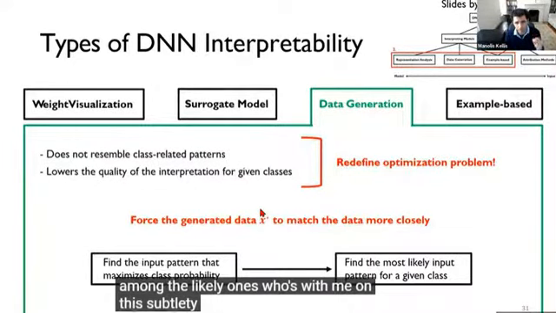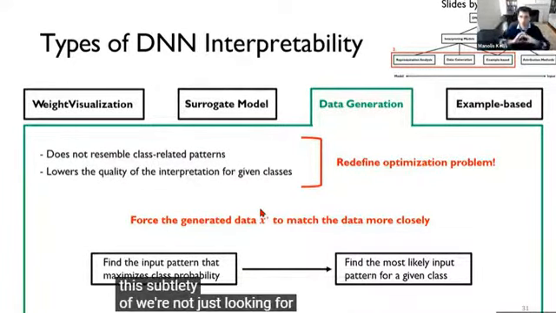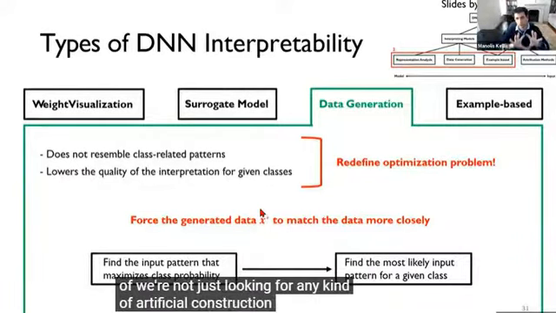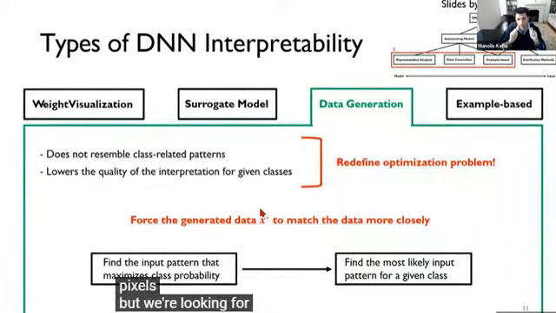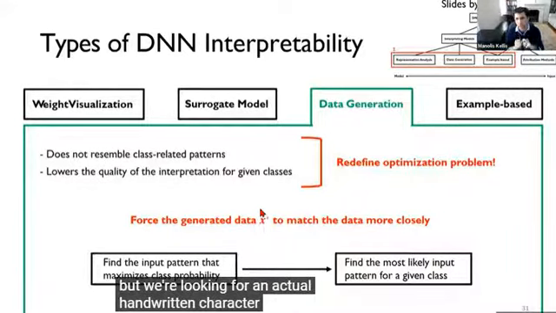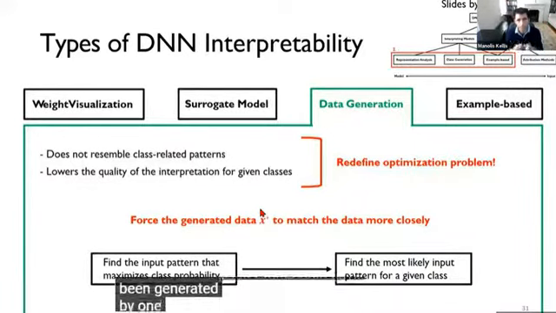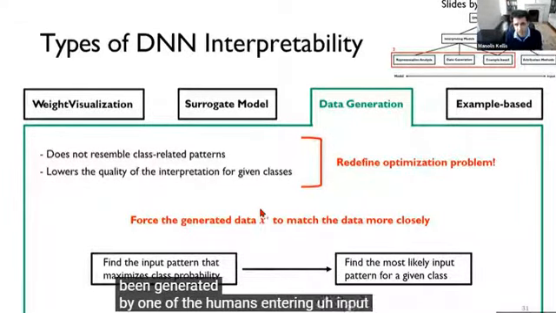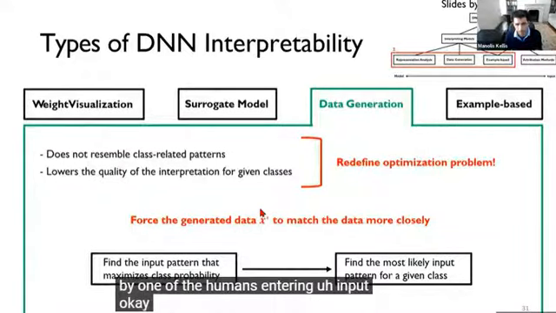Who's with me on this subtlety? We're not just looking for any kind of artificial construction of a set of pixels, but we're looking for an actual handwritten character that could have been generated by one of the humans entering input.